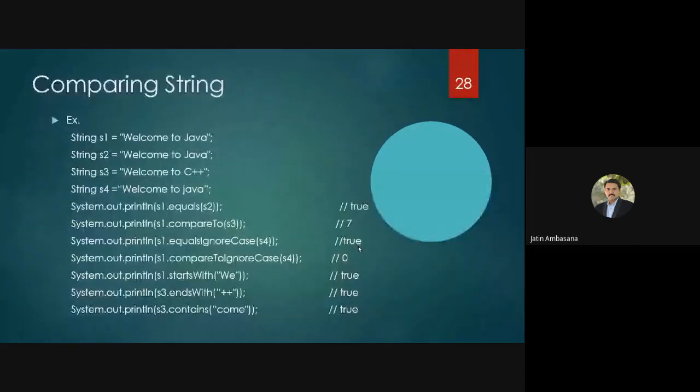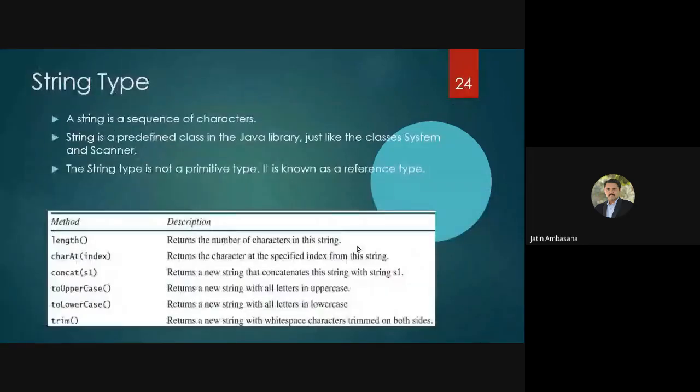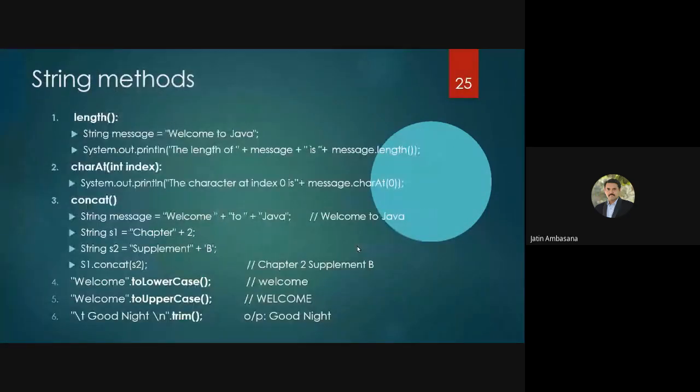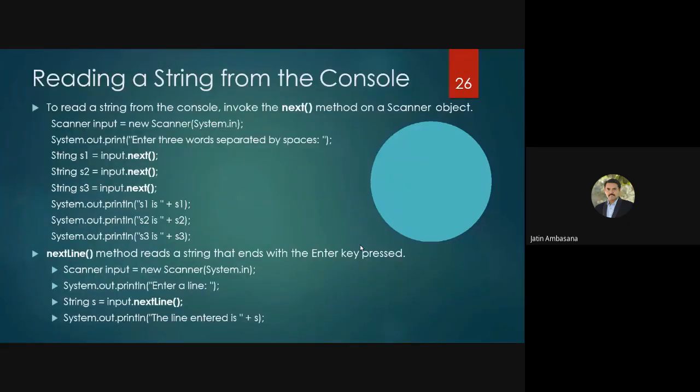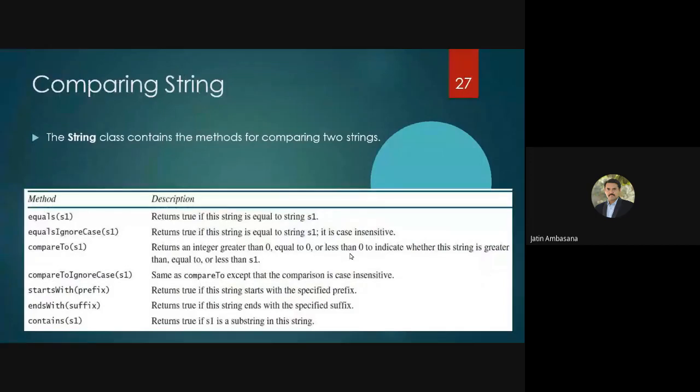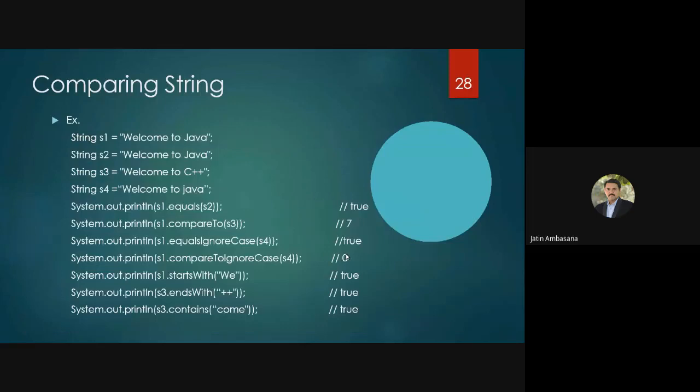In the last session we saw the string type and string methods, specifically the length method, charAt, concat, toUpperCase, toLowerCase, and the trim method. Then we saw how to read a string from the console, basically the Scanner class and its next method and the nextLine method. And then we saw how to compare strings using equals, equalsIgnoreCase, compareToIgnoreCase, startsWith, endsWith, and contains. All these methods we had seen, right? And we saw some examples of it.